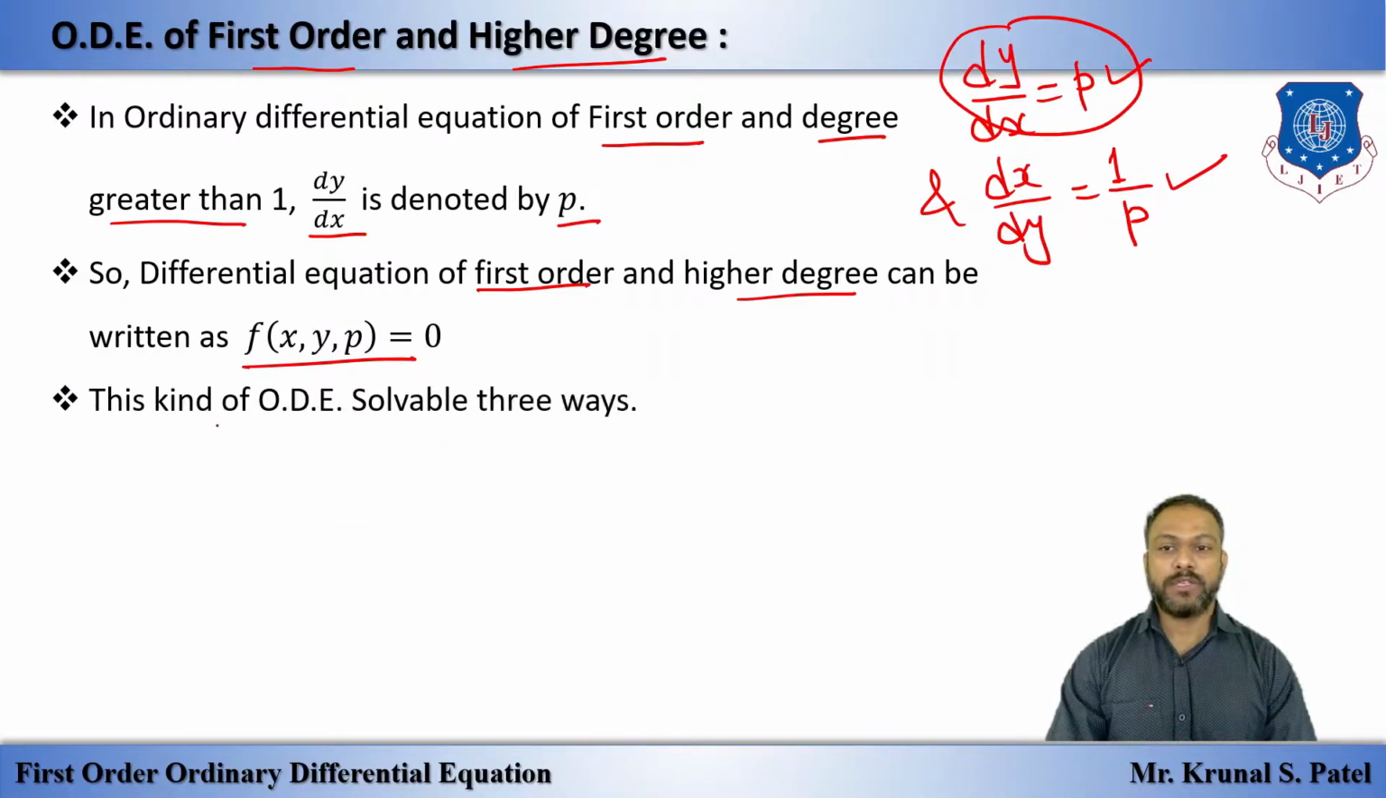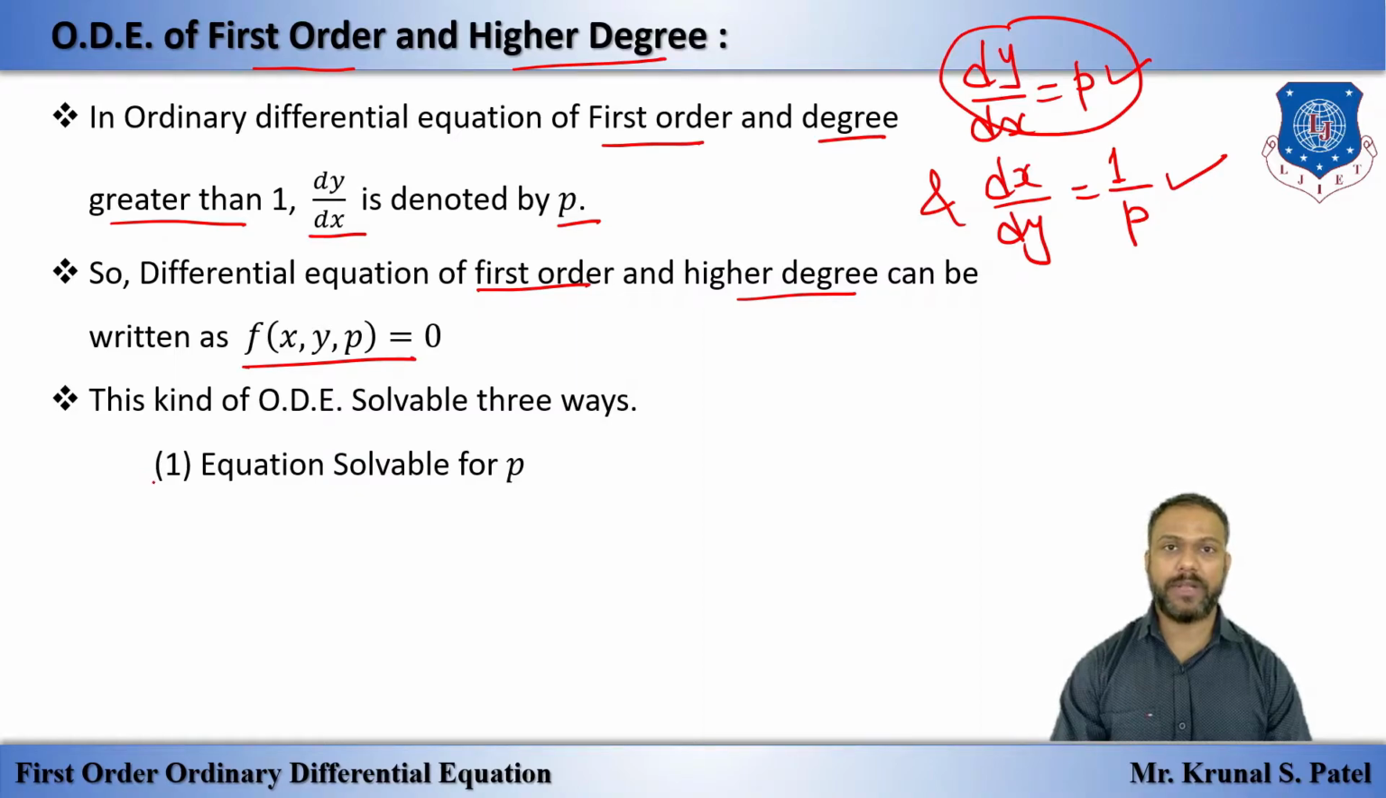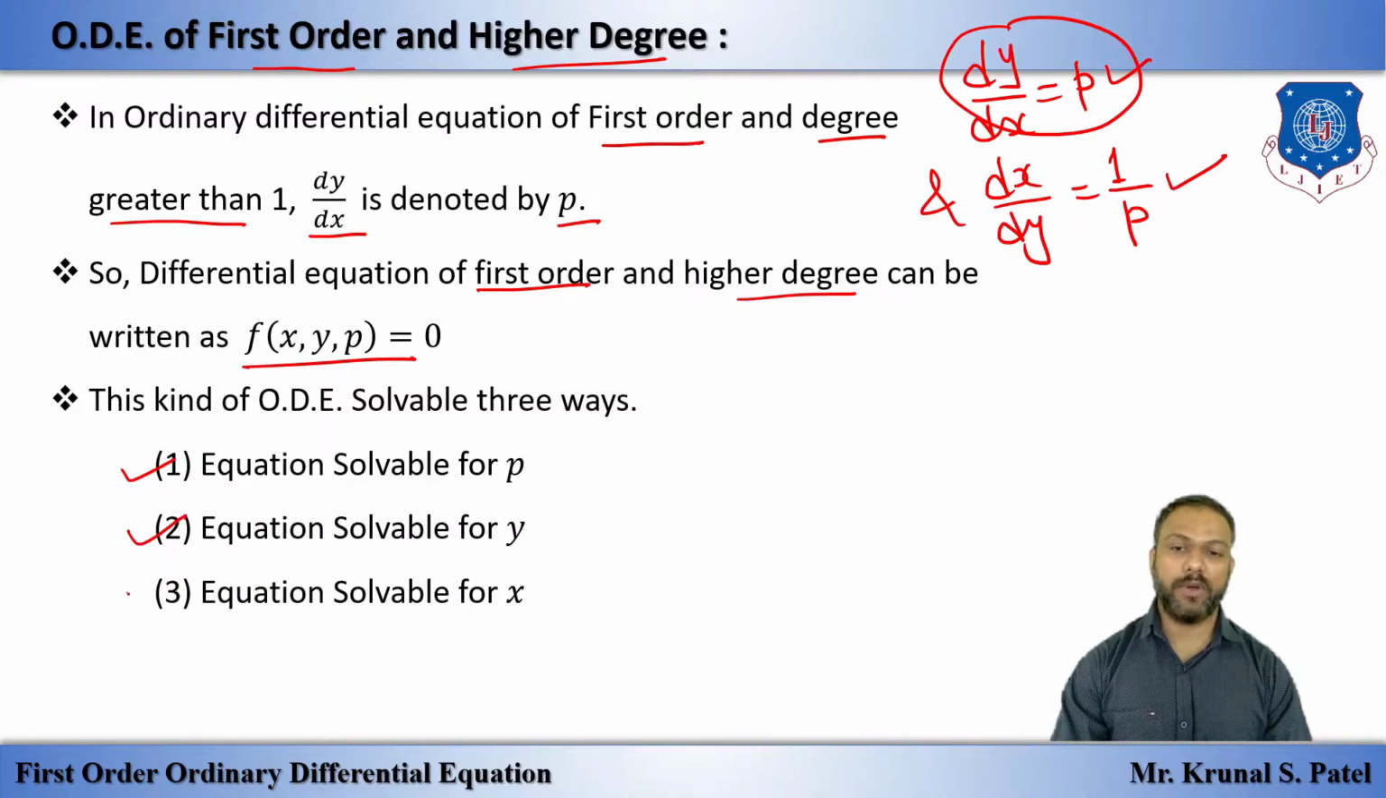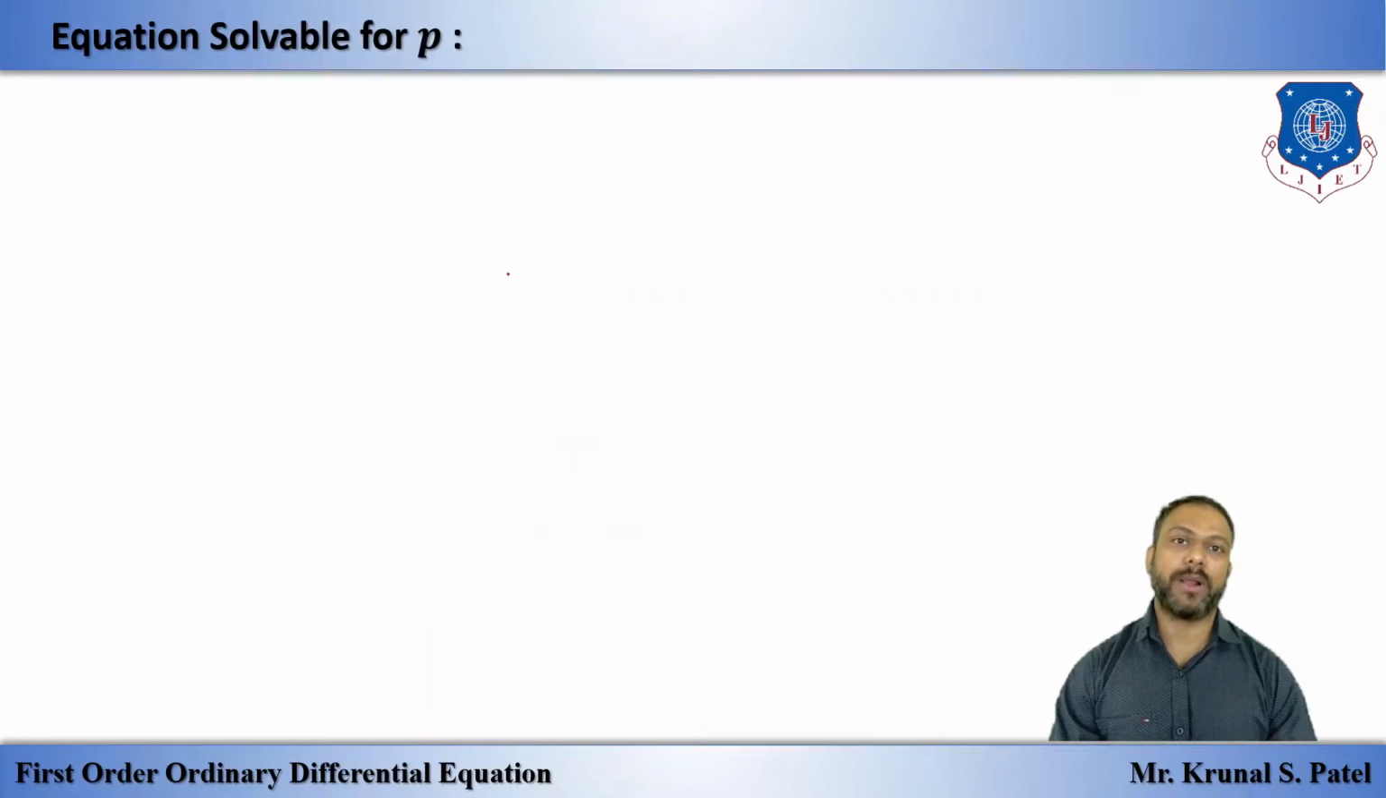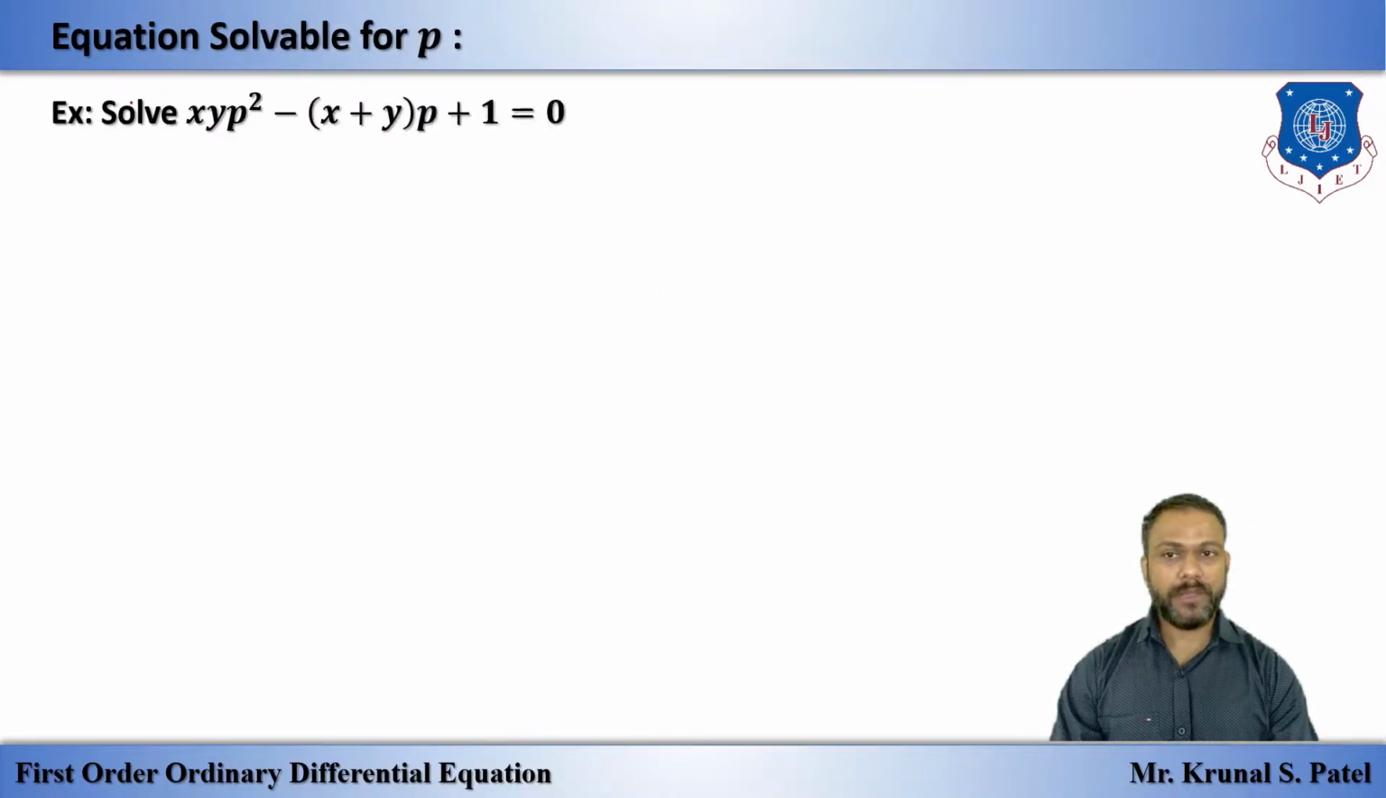So this kind of ODE can be solved in three ways. We have three different types: equation solvable for p, equation solvable for y, and equation solvable for x. So we have these three different ways to solve this first order and higher degree differential equation. Let's start with the very first one, equation solvable for p. Let's understand this method by example.